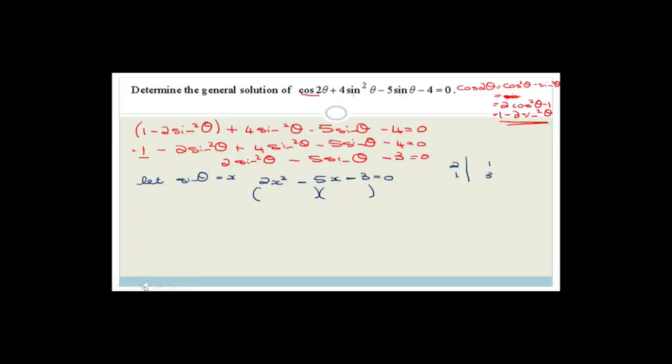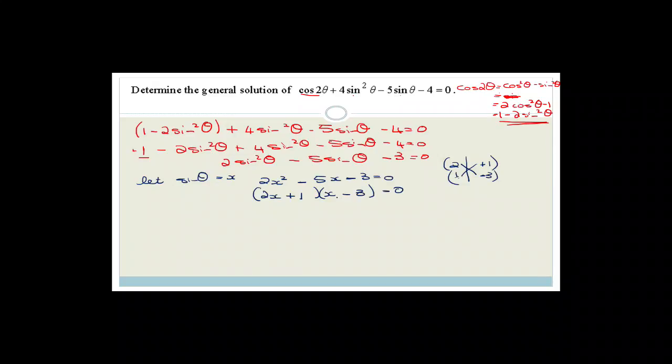So do you agree therefore that I can say that this is going to be 2 times 3 is 6, but it has to be minus 6. And 1 times 1 is 1, but it has to be plus 1. And then you remember you write it from left to right. So it becomes 2x plus 1, x minus 3 equals 0.